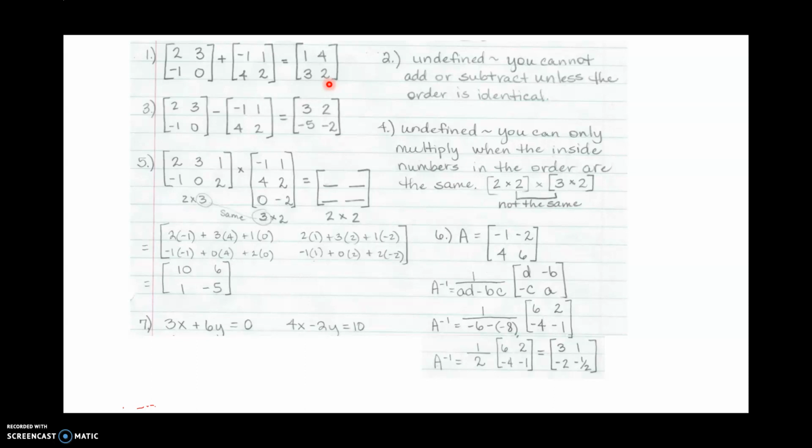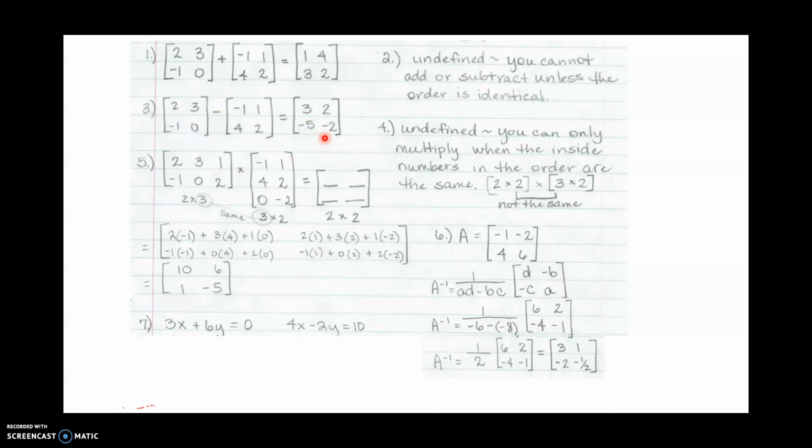All right, number 3, what's this first guy right here? What's its order? 2 by 2. How about this one? 2 by 2. So can I subtract those? Yes. All right, so again, we're going to take what's in the first row, first column, 2, minus what's in the first row, first column, -1. So 2 minus a -1 would be 2 plus 1, or 3. All right, and then 3 minus 1 gives us 2. -1 minus 4 gives us -5. And 0 minus 2 gives us -2.